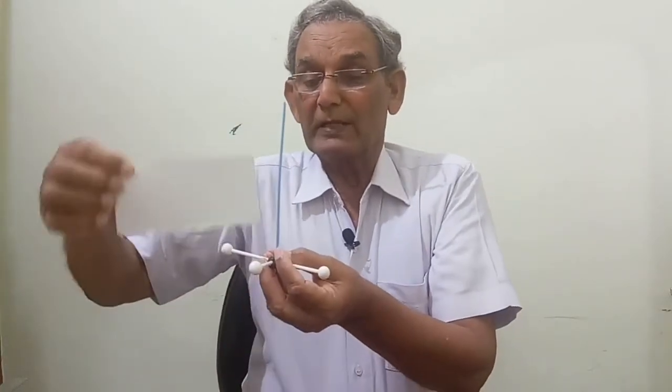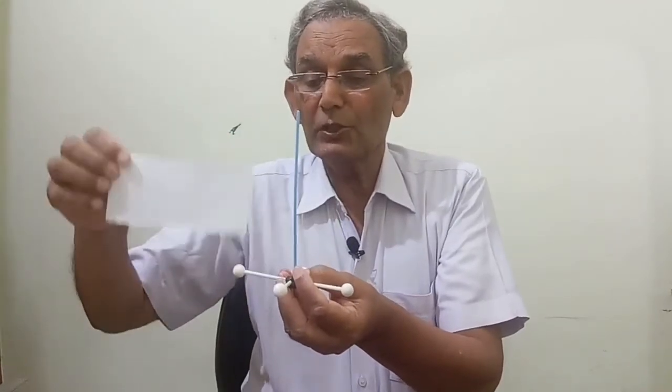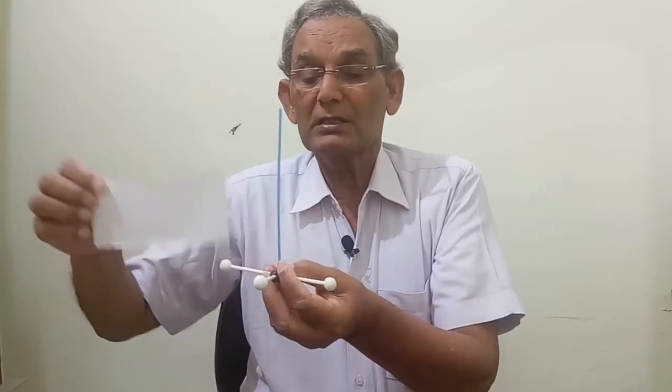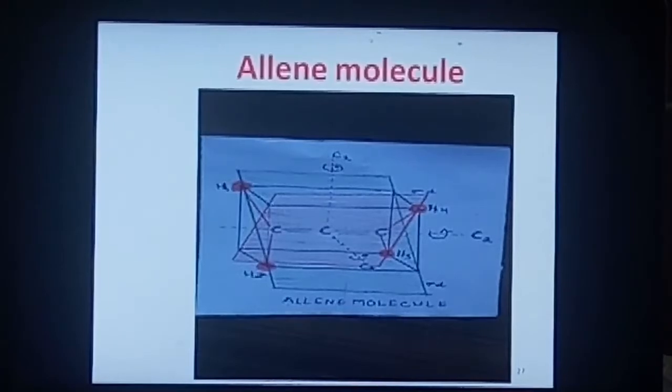Now this plane, passing through the principal axis and bisecting the C2 axes, is called the sigma d plane. We can also explain the sigma d plane in the allene molecule. We have already discussed the allene molecule. So this is the allene molecule, and there are two sigma d planes. One sigma d plane is shown in green and another in red.